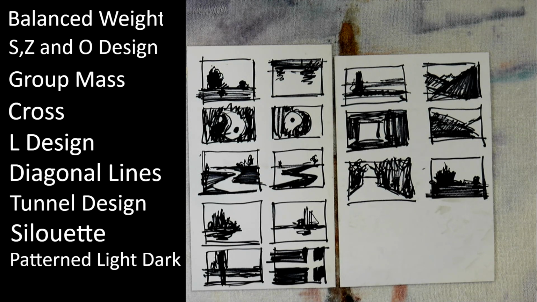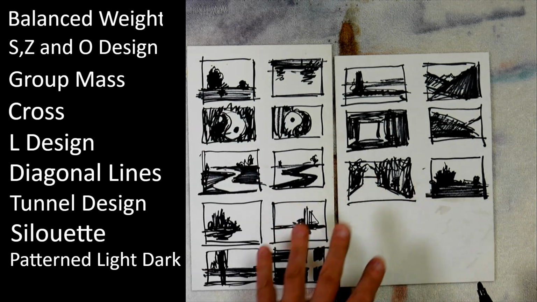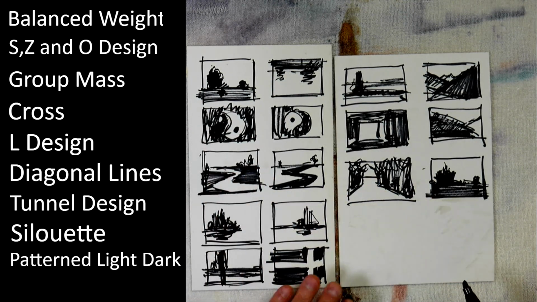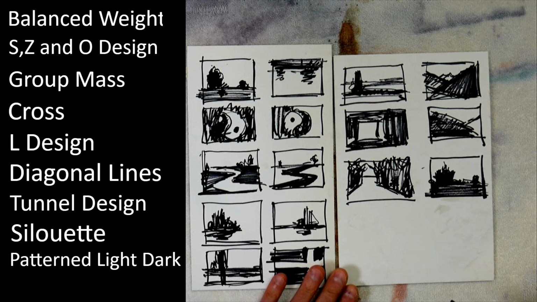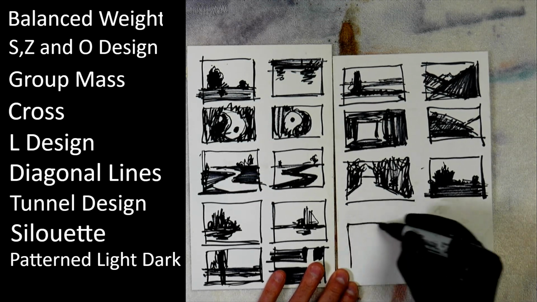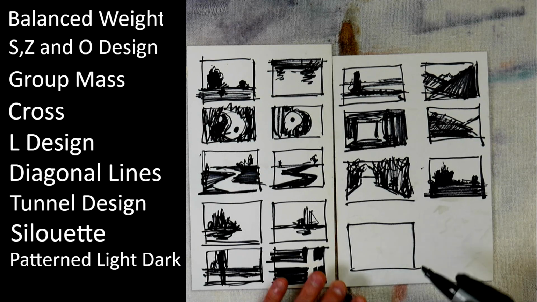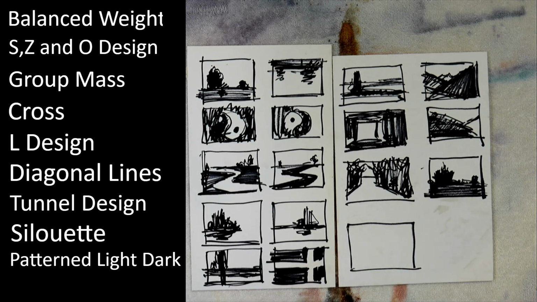Patterned light and dark. So basically, patterned light and dark is just what it says. It's a way to pattern the lights and darks, so look for all these different patterns. But it doesn't have to be exactly one of these either. It could just be anything that you come up with, so that it's like a puzzle. What is light and what is dark, and usually it should be balanced.